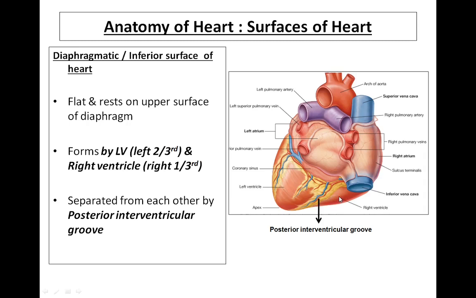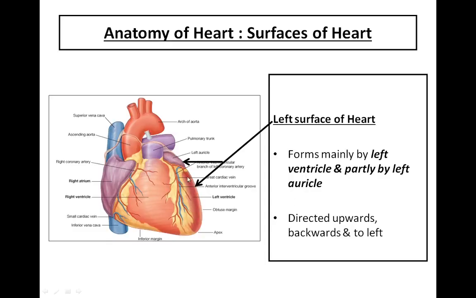Okay, when you see the actual heart, it is much easier to remember and understand, but in the diagram it is a bit difficult. So here, as a whole, this is the inferior surface. If we remove this inferior vena cava, then we can see this is the sulcus and this is the inferior surface. So this inferior surface is formed left 2/3 by the left ventricle and right 1/3 by the right ventricle. The left ventricle and right ventricle are separated by the interventricular sulcus.